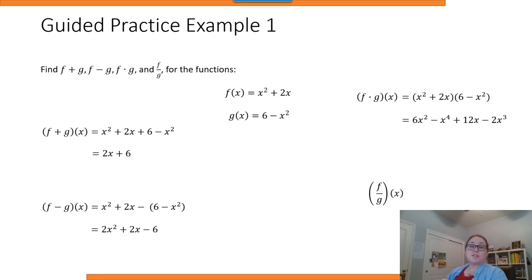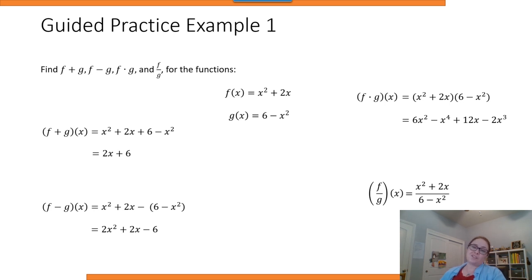The last one is to divide functions, so f over g of x. And so I'm literally just writing these two as a fraction with f of x in the numerator and g of x in the denominator. For good measure, it's always a good idea to try and factor as much as you can to see if there's any cancellation that goes on.